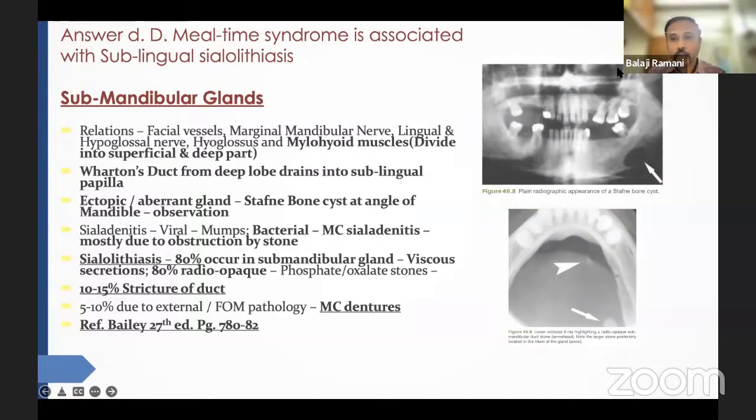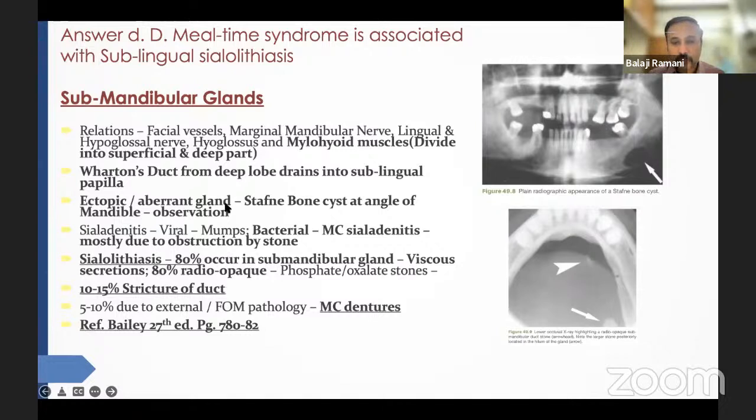Now, if you take up the ectopic location, this can come again as a picture question. What is represented here? Ectopic salivary gland, the Stafne's cyst. This is the commonest location of an ectopic or aberrant salivary gland, at the angle of the mandible. Management is just observation, nothing needs to be done for it. Sialadenitis usually due to mumps is most common in the parotid, and rarely can involve the submandibular gland as well.